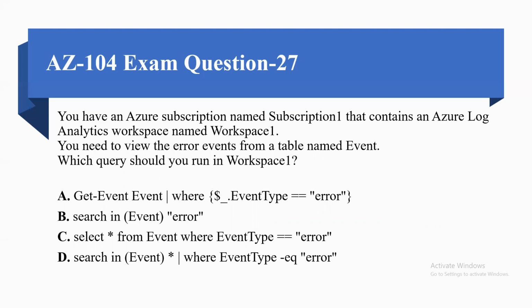So these are the 4 queries that are written in 4 options. Option A, option B, option C, and option D. In option A, Get-Event where EventType is equal to error. Option B, search in (Event) "error". Option C, select * from Event where EventType is equal to error. And fourth, search in (Event) * where EventType is not equal to error.